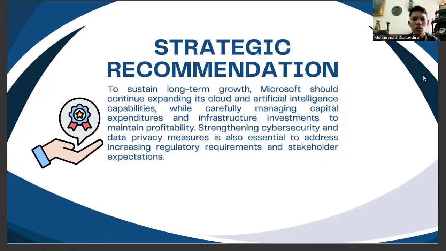To sustain long-term growth, Microsoft should continue expanding its cloud and artificial intelligence capabilities while carefully managing capital expenditures and infrastructure investment to maintain profitability. Strengthening cybersecurity and data privacy measures is also essential to address increasing regulatory requirements and stakeholder expectations.